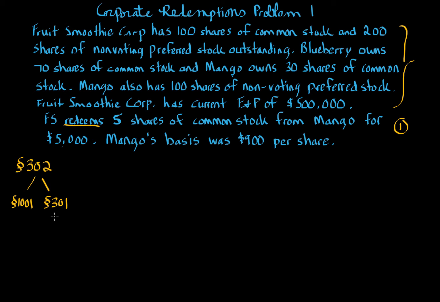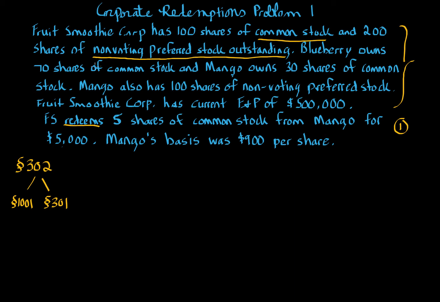If it doesn't meet any of those 4 tests, it's treated as a Section 301 distribution, and we apply the corporate distribution rules. Now, looking at the facts, the main set of facts, which again do not change for the problem, there's a few things to notice. When we're doing this analysis for the 4 tests, the first thing is that we have this non-voting preferred stock outstanding. That's the first thing that you should probably notice. In our 4 tests, the non-voting preferred stock outstanding has no impact. We're just going to focus on the impact of the common stock.